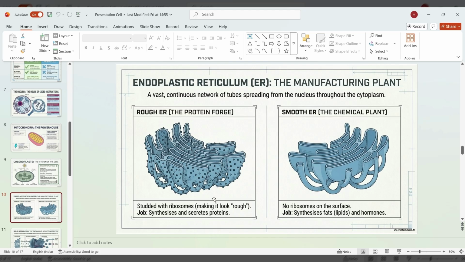So, what is the function? Smooth ER has the function of synthesis of lipids, that is fats, and the rough ER has the function of synthesizing protein, because definitely on its surface ribosomes are present. So ribosomes have the function of synthesizing proteins. So we used to say that rough ER also has the function to synthesize proteins.